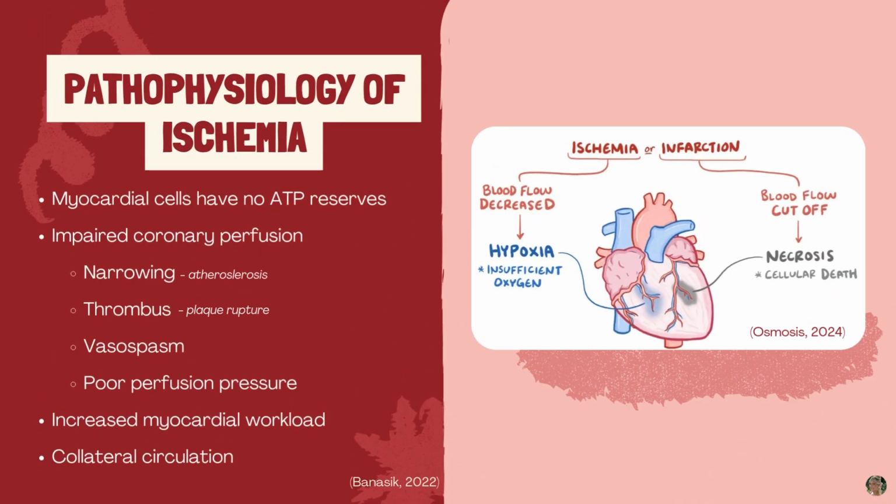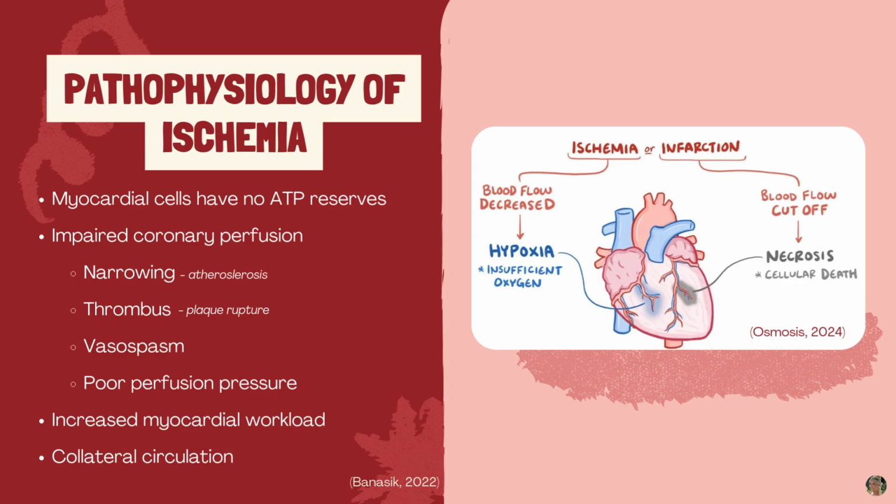So, what happens when you do experience ischemia? Your myocardial cells have no ATP reserves, which makes them very sensitive to any disruption in the oxygenated blood flow. They cannot function without that constant supply. So, this is why coronary heart disease causes so many problems.